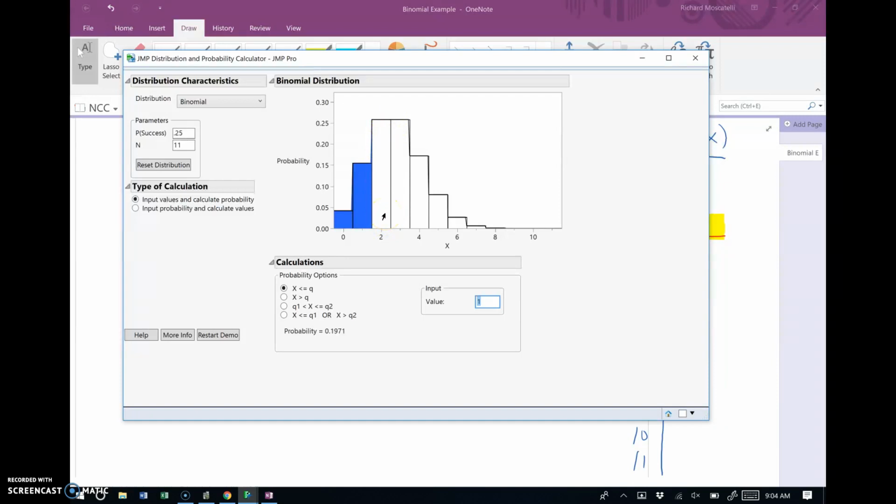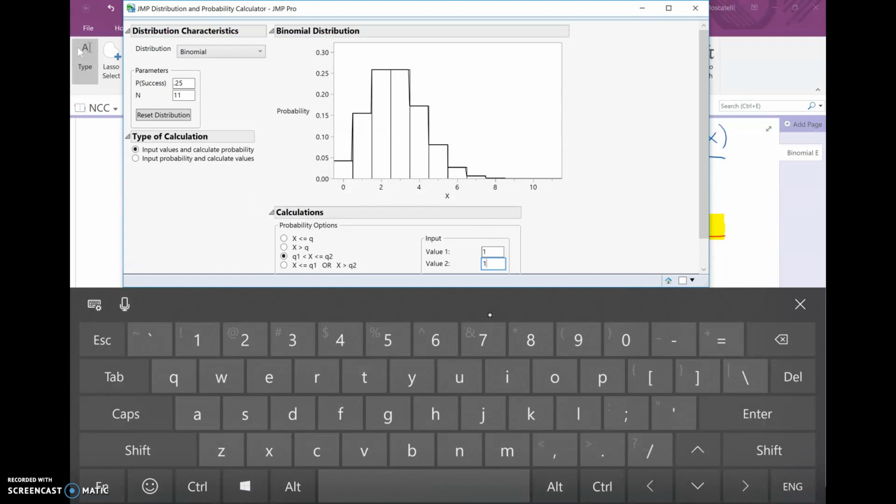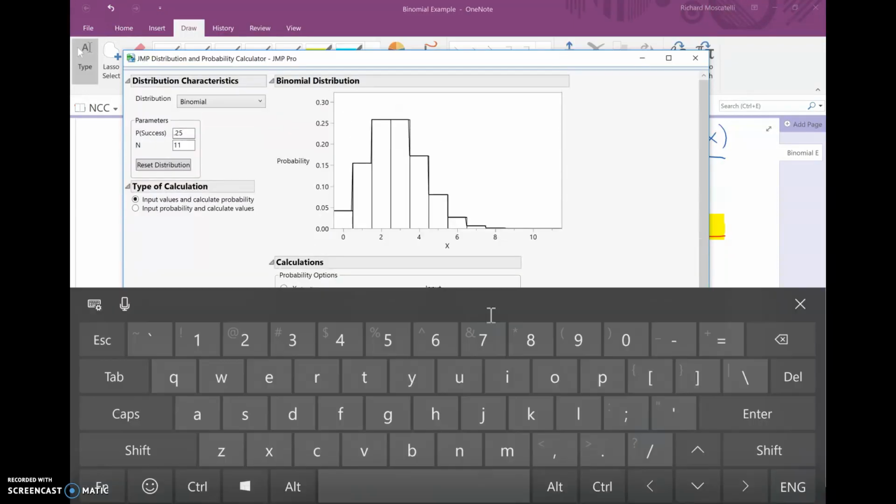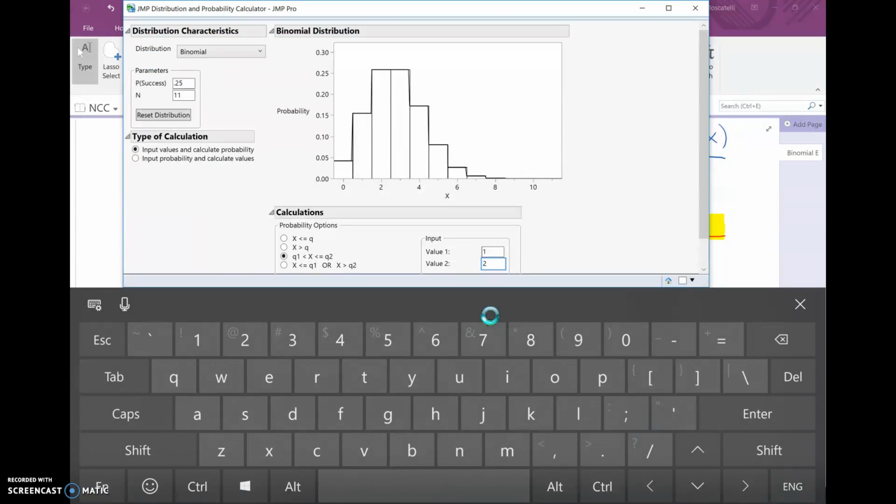Now, if you look down below, there is no option for just equals to, which is a little frustrating, but you can kind of trick it, and I'll show you how. The third button is the in-between scenario: X is in between those two Q values. So I go to value 2 and put a 2 there, and leave value 1 alone.